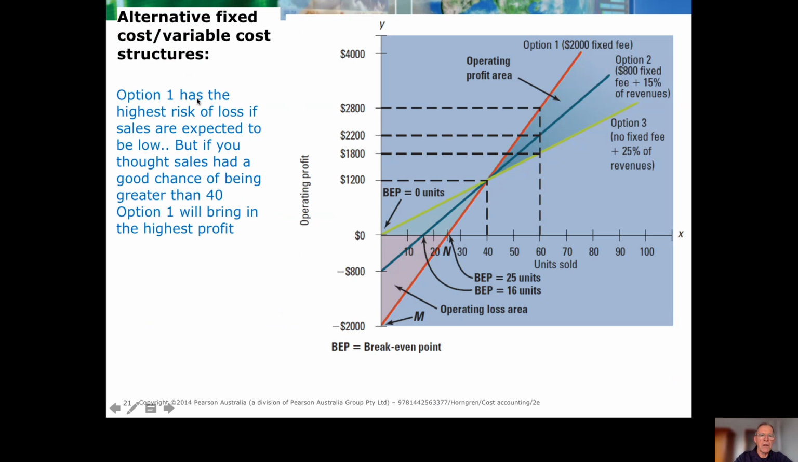Well, here we go. Option 1, definitely the highest risk. The higher your fixed cost, the greater your sales need to be. So I did get it the wrong way around. Higher risk, I've got to work harder to generate the profit. So anything above 40, definitely option 1 is a great option for us.